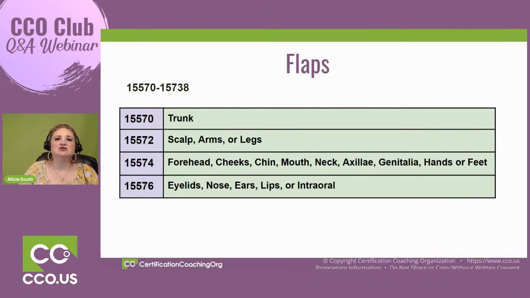And then 15572 is scalp, arms, or legs. Then 15574, forehead, cheeks, chin, mouth, neck, axilla, genitalia, hands or feet. Then 15576, eyelids, nose, ears, lips, or intraoral. There are a lot of flap procedures that are done inside the mouth.